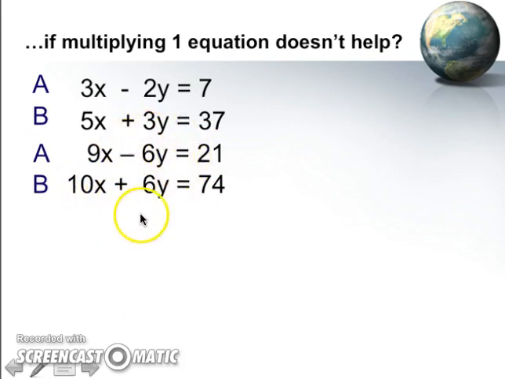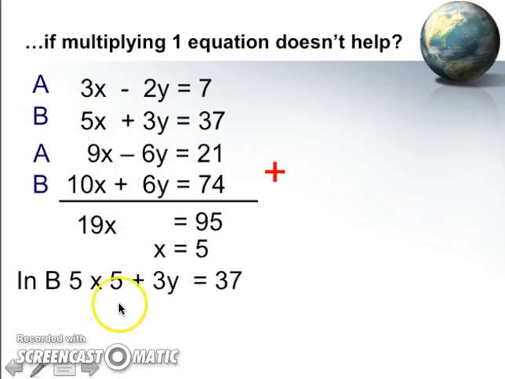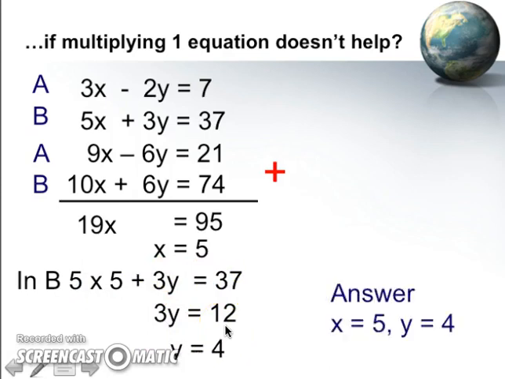The signs are different, so we've got to add them. And if we do that, we get 9x plus 10x is 19x, and 21 plus 74 is 95. A little bit of rearranging, dividing by 19 gives x equals 5. If we then substitute that back into equation B, we'll have 5 times 5 plus 3y equals 37. 25 plus 3y equals 37. Take the 25 over, 3y equals 12, therefore y equals 4, and we get our answer.